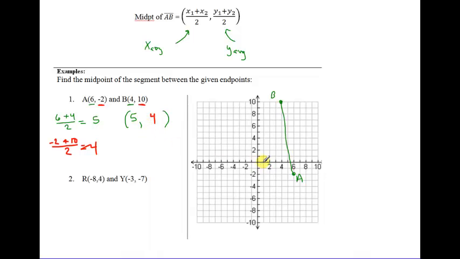And let's see how that looks on the graph. If I come over to 5 right there and then up to 4, that's right where it made the bend. It should have been on a straight line, but anyway, right there, that's going to be the midpoint for this at 5, 4. And I'm going to put tick marks on that so everybody knows. That was the midpoint.